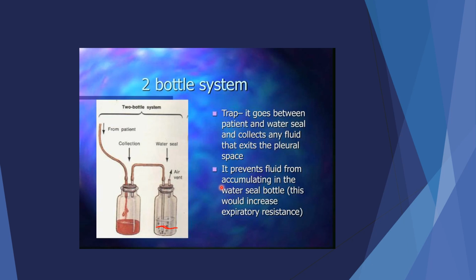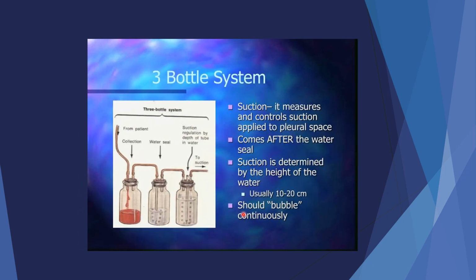So in order to eliminate that, we're now going to add the third bottle. And adding this third bottle is going to allow us to apply suction to give better drainage, either for the air or the fluid in that interpleural space, right? And reduce those risks of injury to the patient, okay?